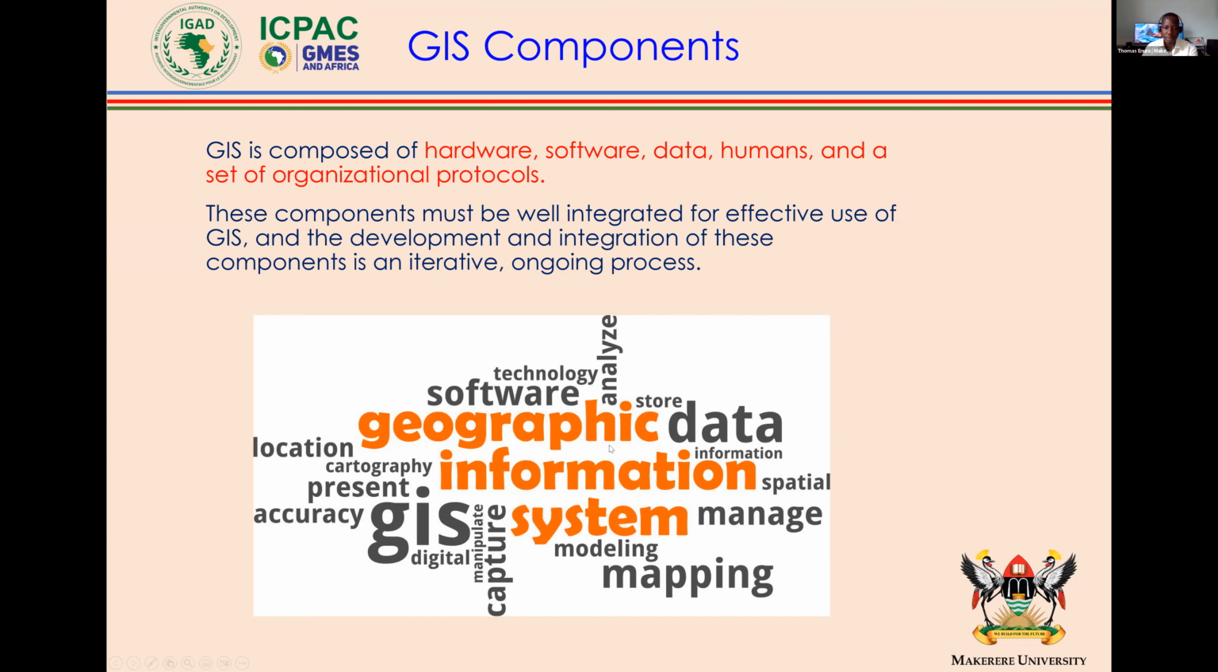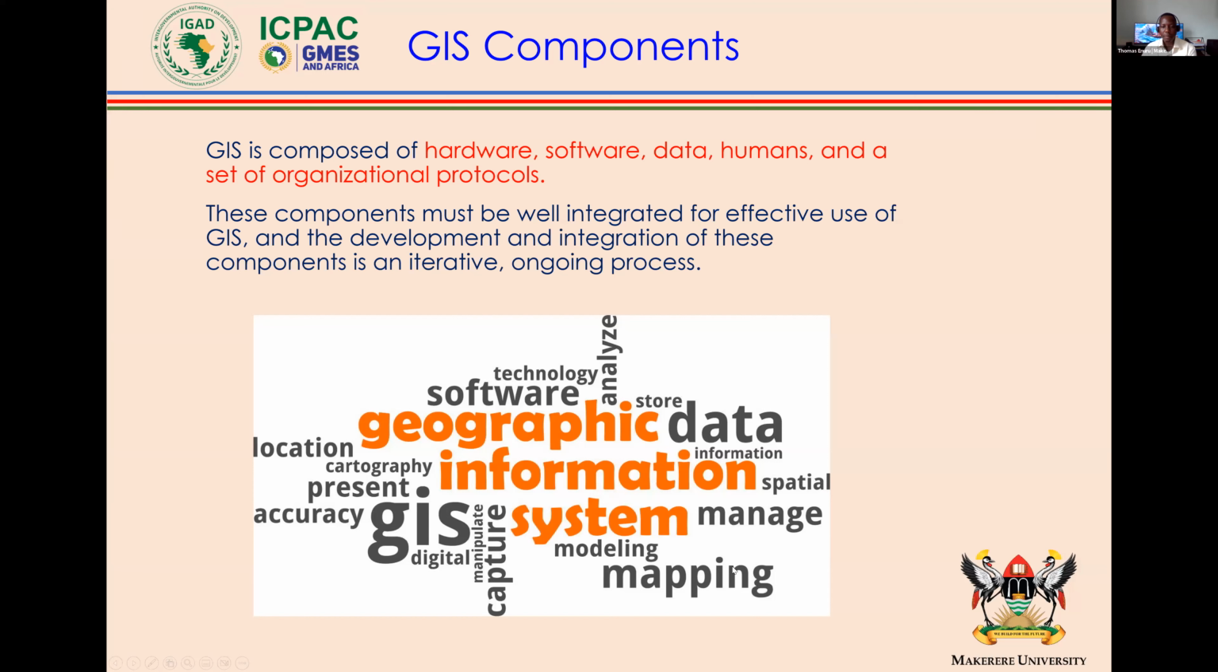So this cloud of words is just trying to highlight the different components that GIS has. In the center, of course, we have the geographic information system, which in short form is GIS, and it has the software. There is a technology aspect of it. There's analyze, store data. There's aspect of information. There's something called spatial with it, location, cartography, and presence. There's also aspect of accuracy. Don't forget, the data that you must utilize in the GIS must be accurate enough.